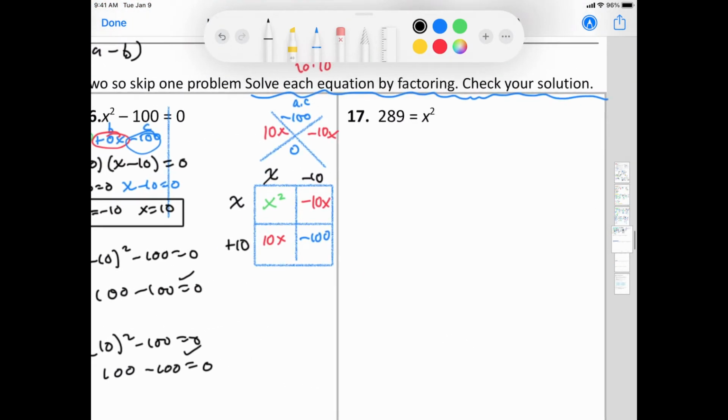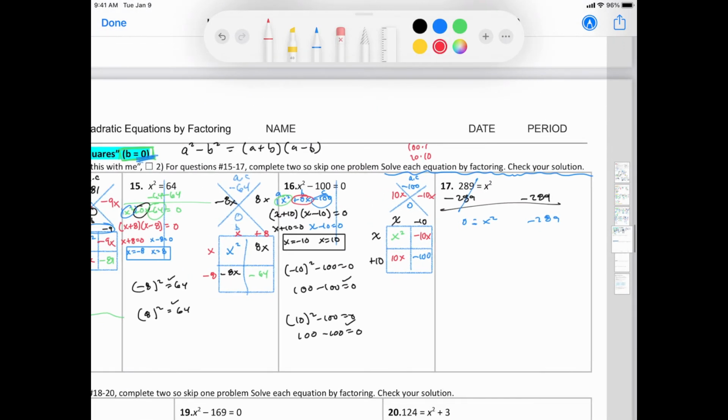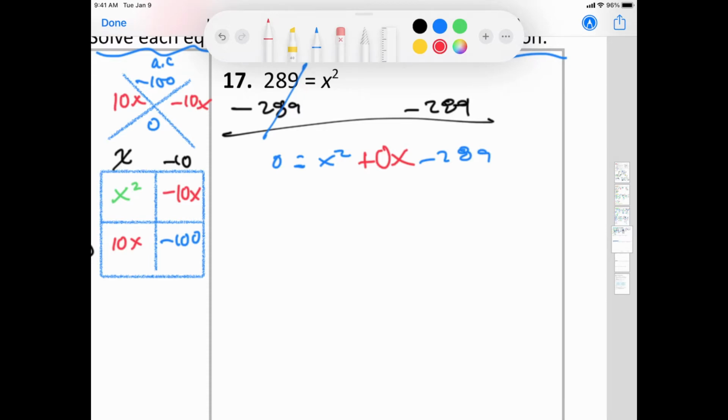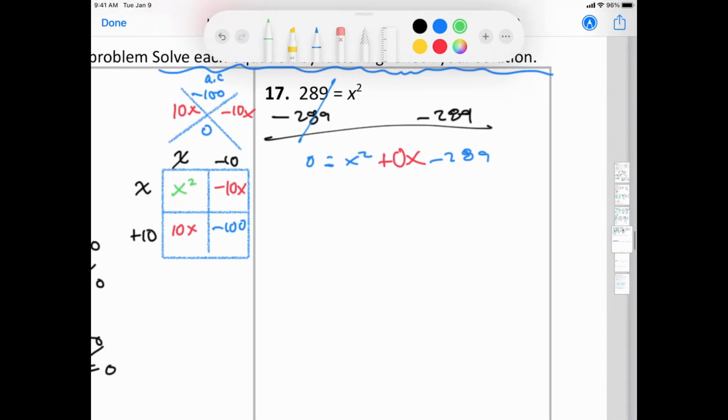And number 17, I'm going to set this equal to 0. I left a big space in there because, remember, this is the point of the lesson. For this particular section, b is equal to 0. This little placeholder is super important to us, especially as you get to division of polynomials later on. So you have a is 1, b is 0, c is negative 289.